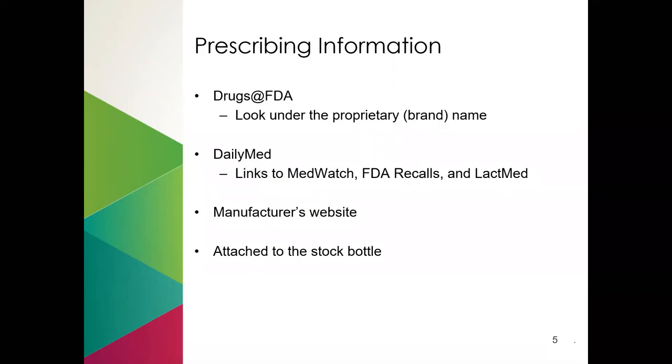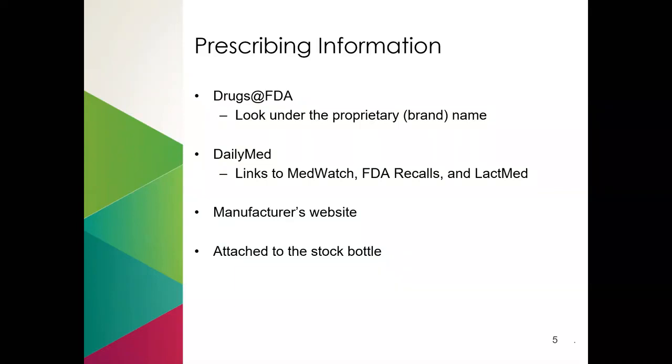So a few places to find prescribing information. I wouldn't recommend just trying to Google it because a lot of times you might end up with an old version that doesn't have the newest updates. Drugs at FDA is a really good place to get it. Search by the proprietary name because for some reason, if you search for the generic on Drugs at FDA, it won't always link it to the brand name, and the generics won't always have the prescribing information linked. So just searching by the brand is the easiest way to find it.